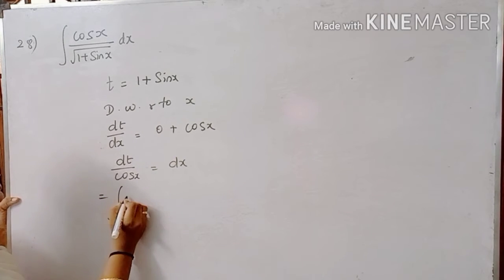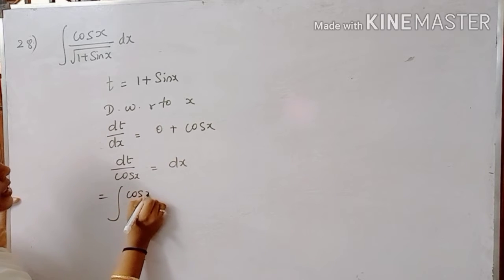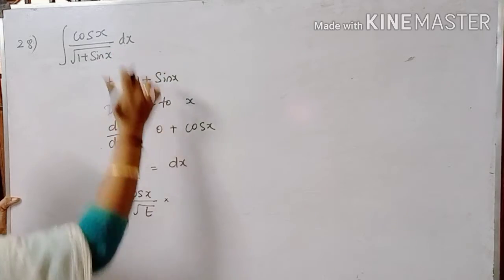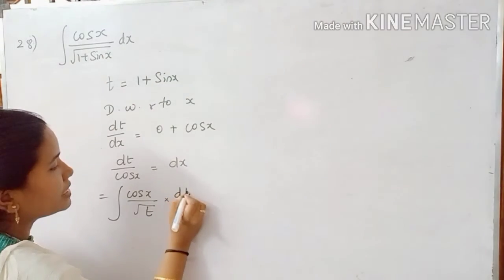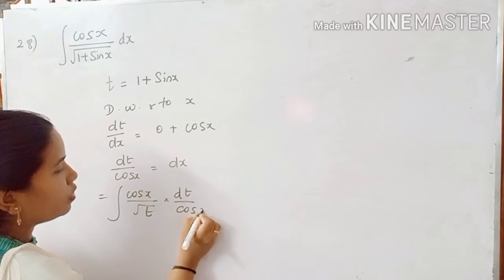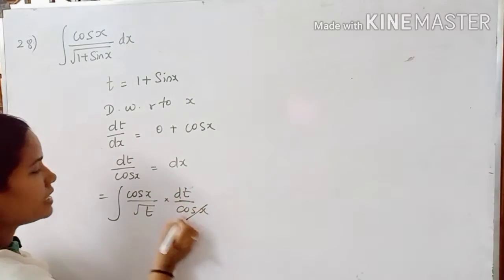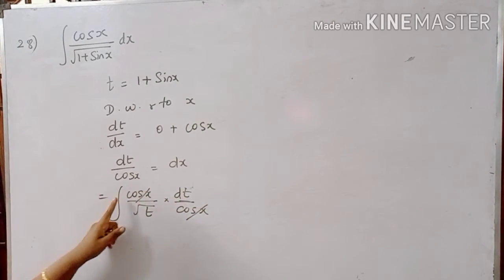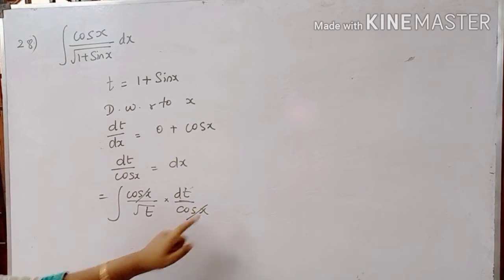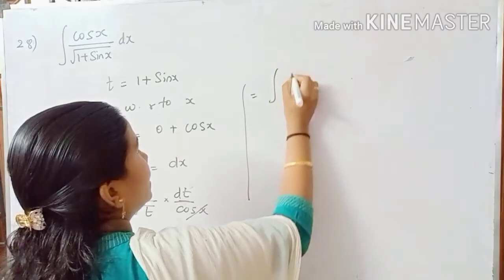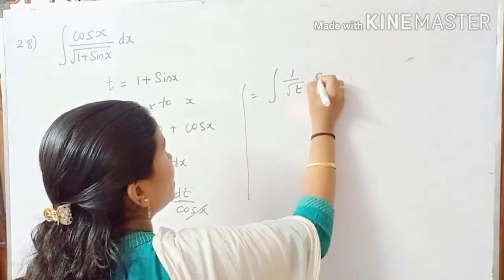So integral cos x divided by root t into dx. So in the place of dx I can write it as dt divided by cos x. So cos x and cos x will get cancelled and we are left with 1 by root t dt. So integral 1 divided by root t dt.